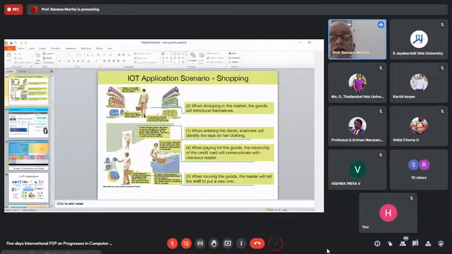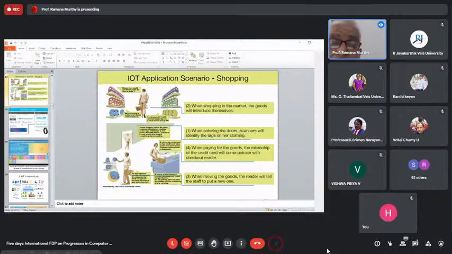For example, when you are entering a mall or shopping complex, the door sensors will be there. They'll scan the people who are entering, and then they will identify them with a tag on their clothing. Next, when you shop in the market, the goods will introduce themselves.